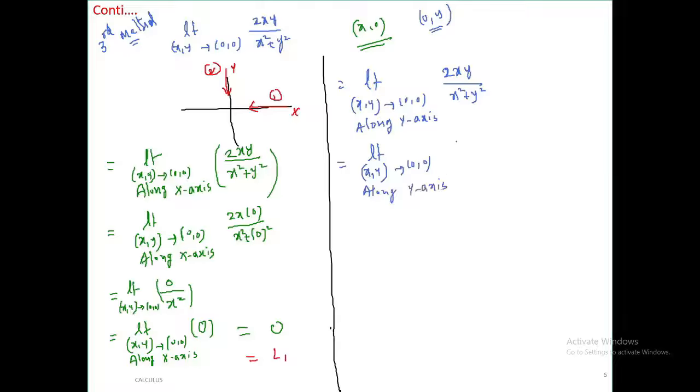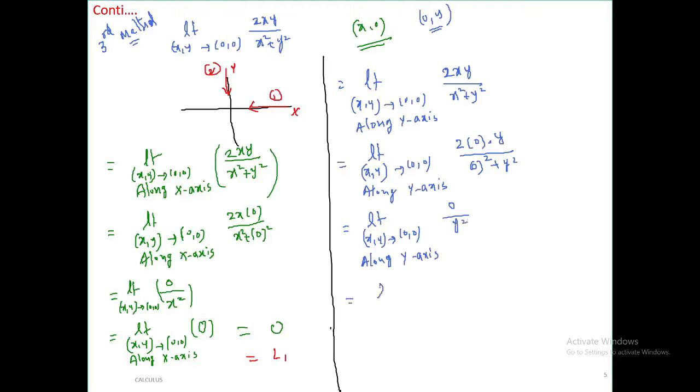Okay. Now 2 into x coordinate is absent, 0 into y. Y is present on y-axis. So 0 square, x square plus y square. Now this will be limit x comma y reaching to origin along y-axis. What is this? 0 by y square.